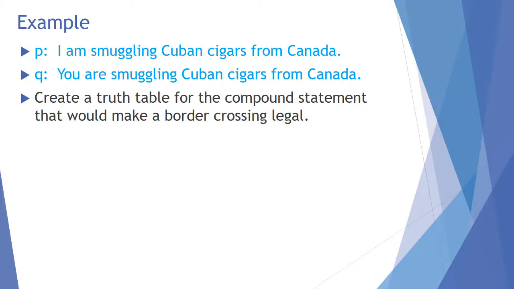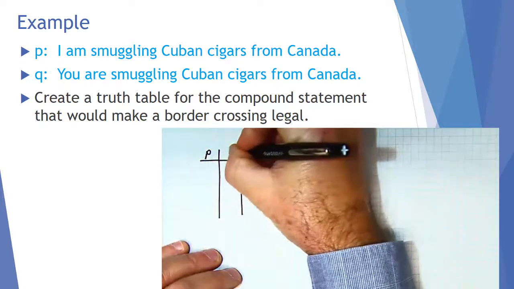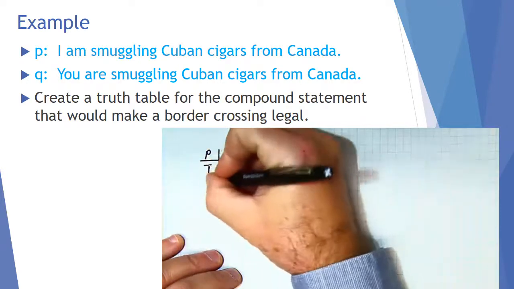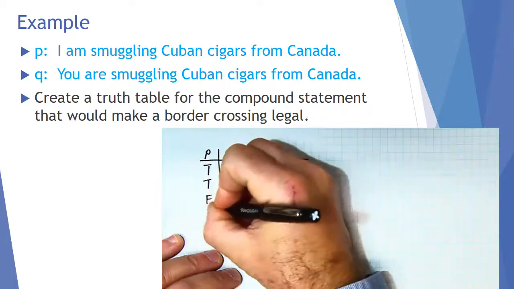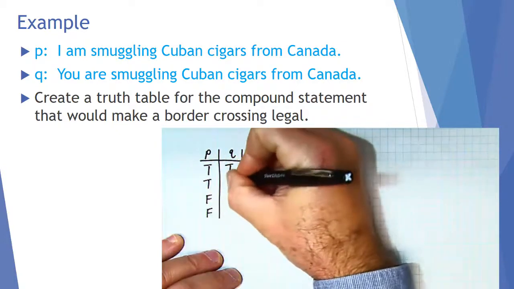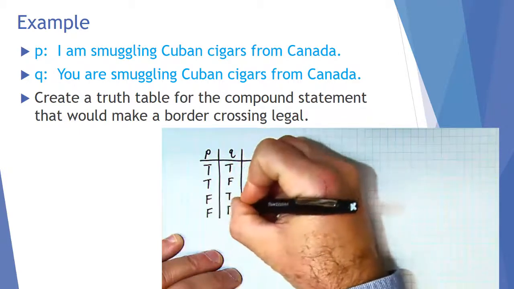Let's make a truth table for the compound statement that would make a border crossing legal. And to be clear, it is not legal to bring Cuban cigars back from Canada. So we're going to start out the same way. We're going to have P and Q with all the same combinations. P will be true, true, false, false, and Q will be true, false, true, false.